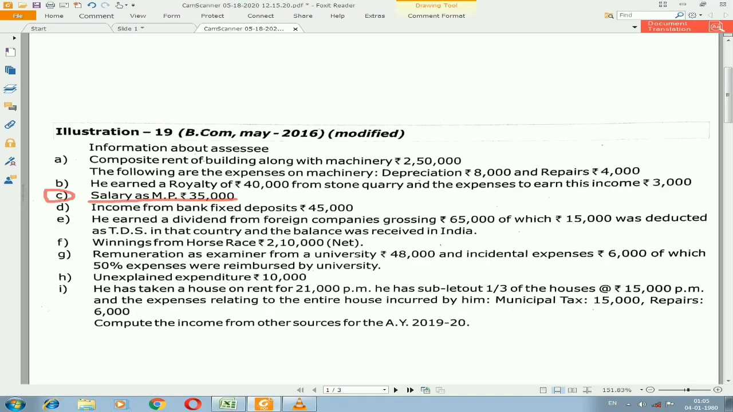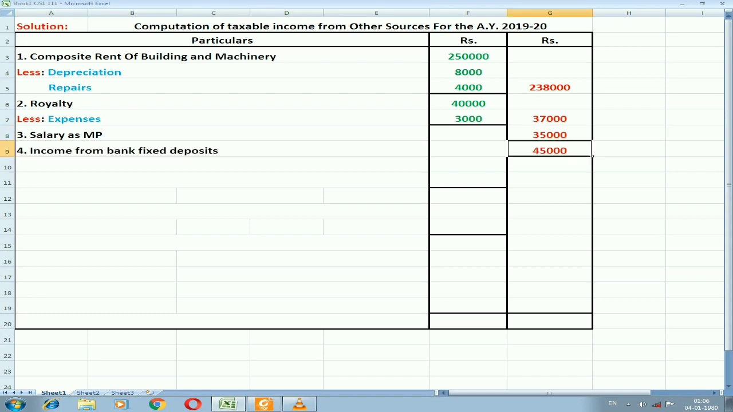The next income is income from bank fixed deposits. As you know, any interest that came through the bank fixed deposit will definitely be fully taxable. We are supposed to take the entire amount. We don't have any expenditure on that. So let us take that income from bank fixed deposit 45,000.